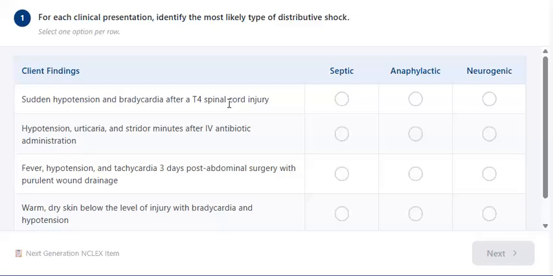Unlike in other shock, where the compensatory mechanism is usually hypotension with tachycardia, here we're going to see hypotension with bradycardia. So this first one tells us that we are having a neurogenic shock. Then we have hypotension, urticaria, stridor minutes after IV antibiotic administration. So when you see this urticaria with stridor after an IV antibiotic administration, we'll be looking at anaphylaxis.